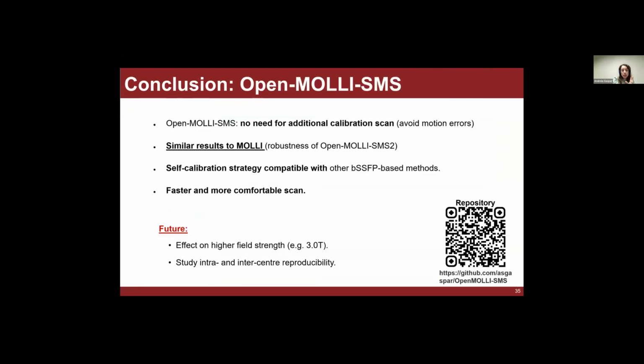In conclusion, with this sequence, we don't need any additional calibration scans, which can avoid motion errors, or position mismatch between them. The results are similar to MOLLI, especially for open MOLLI SMS2. This self-calibration strategy can also be used in different balanced steady state precession based methods, as for example, cine acquisitions, and would allow a faster, more comfortable scan.